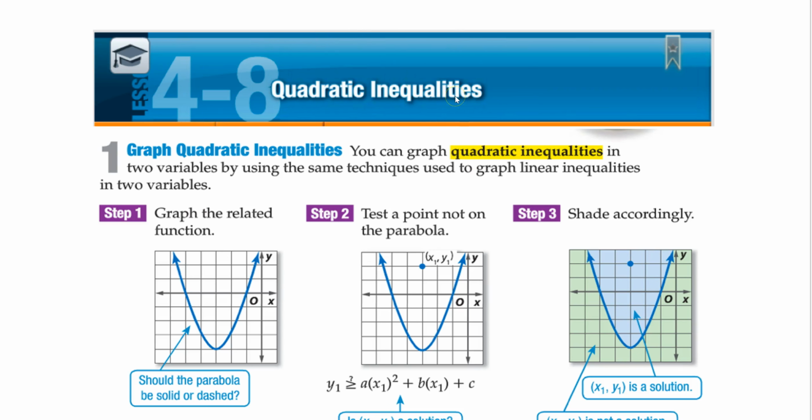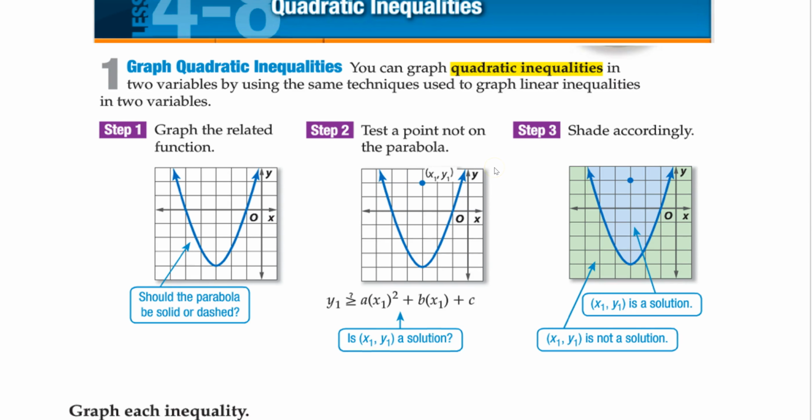4.8, quadratic inequalities. So now we're going to graph quadratic inequalities. Just like before, we know how to graph a quadratic function. And the fact that it's an inequality means we're going to have a greater than or less than sign, so it's going to be dotted or solid. And then we have to shade accordingly.